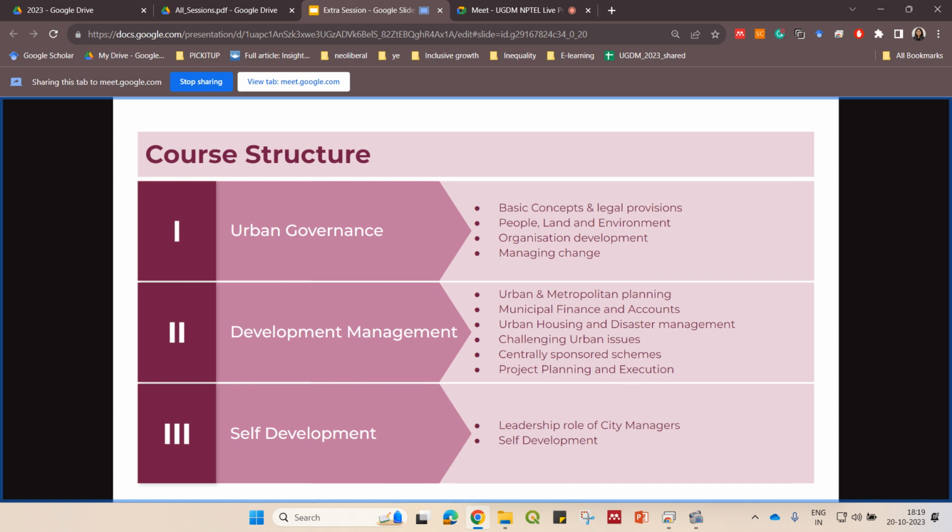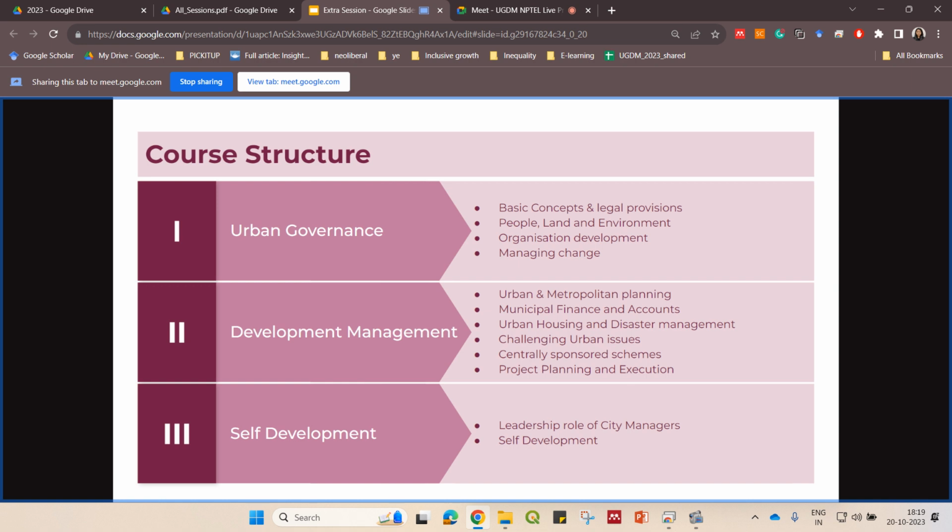Then a little bit about urban housing and disaster management. So how urban housing is provided in Indian cities, what are the different frameworks for providing urban housing, which are the bodies associated, what are the different strategies for provision of urban housing for maybe the urban poor, so basically inclusive housing for all.